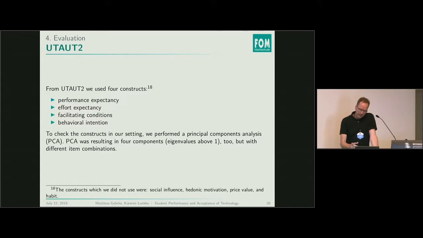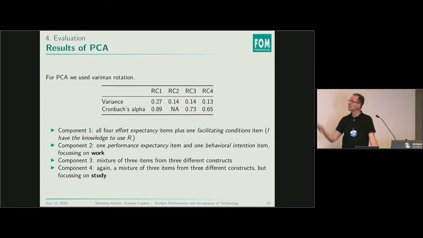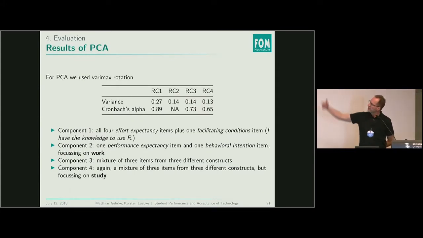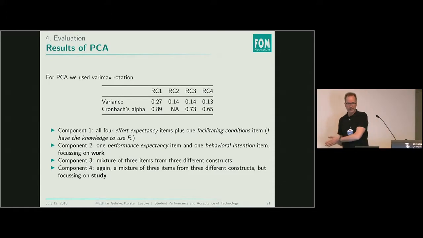Again, we got 4 principal components, but they were quite different from what we expected, actually. So component 1 was almost the expected effort. Okay, that fits quite well. But 2 and 4 were quite different because they were a set of different items. But again, 1 is focusing on work and the others on study. Remember that our students are people who are working while studying. So probably the focus on work is very important, or they really do it differently.